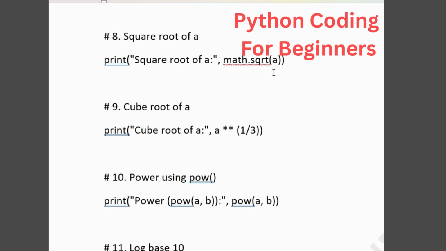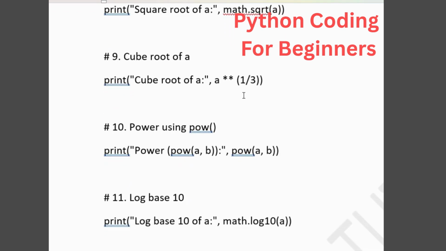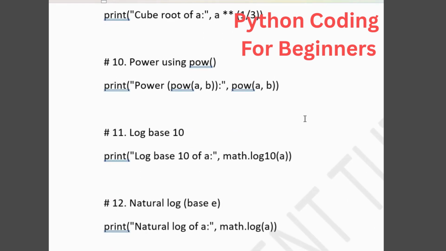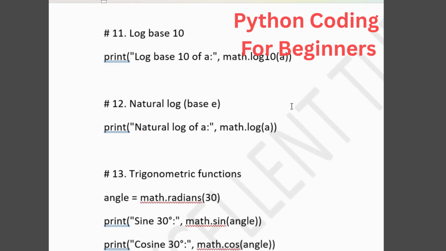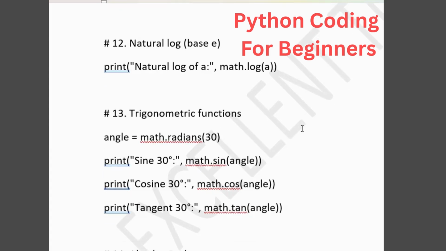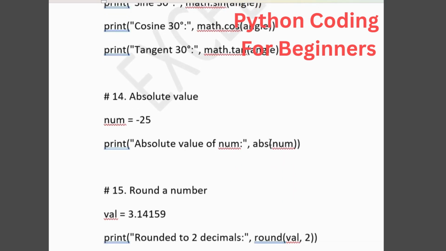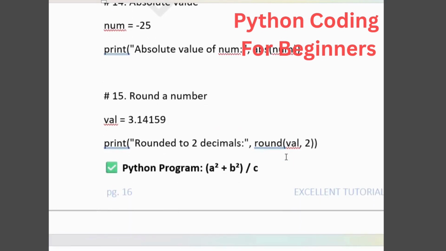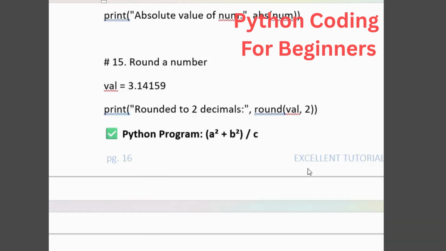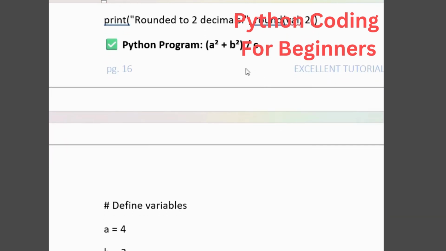Math.sqrt to find the square root of a number. This is cube root of a number. Power function. Power means power. Exponent. A comma b means a to power b. Log function. Logarithm. Then trigonometrical function. Absolute value abs. Round function. Python program for a square plus b square divided by c.